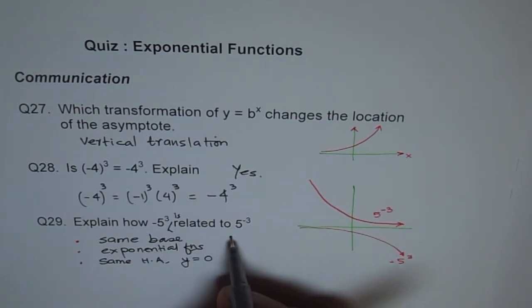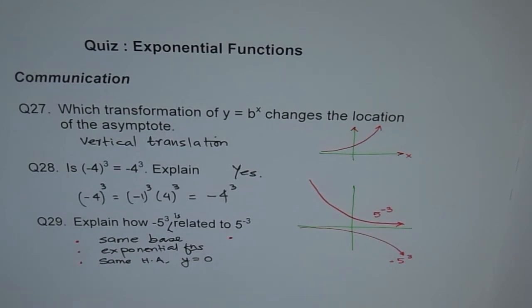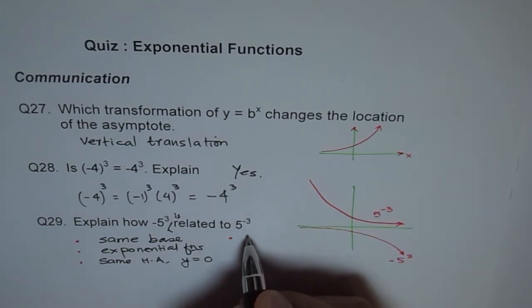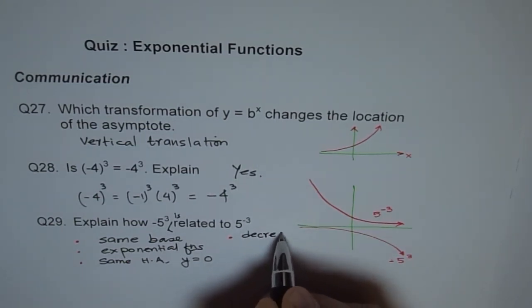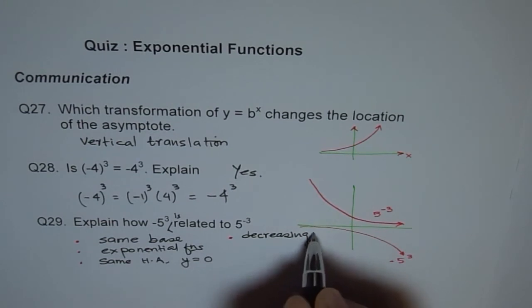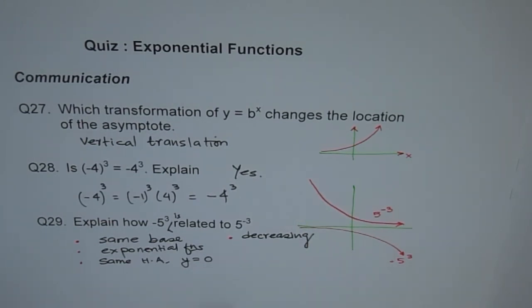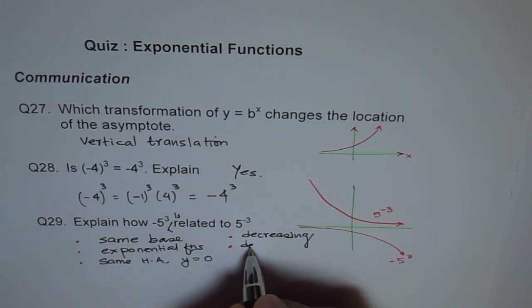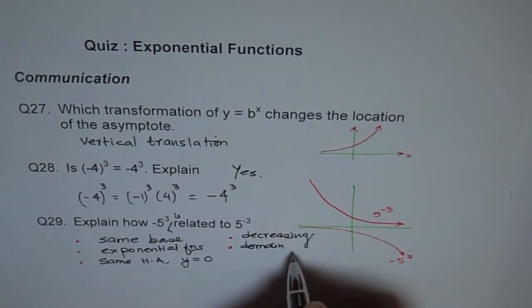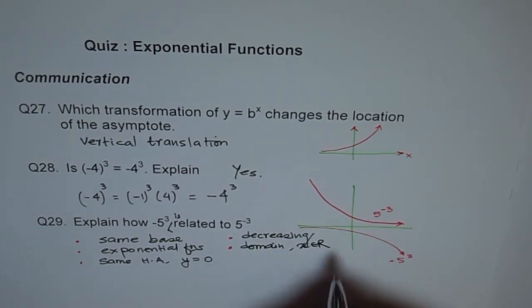So to start with, it seemed very difficult, but now we can write so many things that relate both of them, correct? Now we can also write that both are decreasing over their domain, right? So both are decreasing. Do you see that? And of course, their domain is all real numbers, right? x belongs to real numbers, correct?